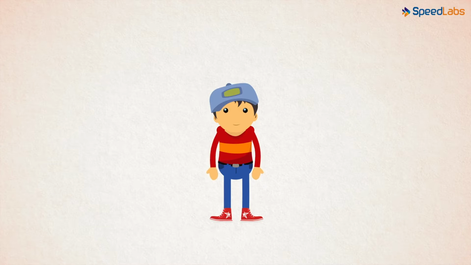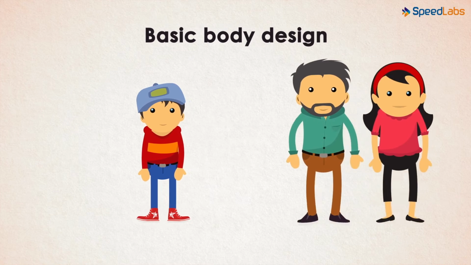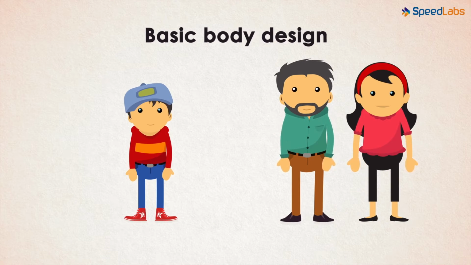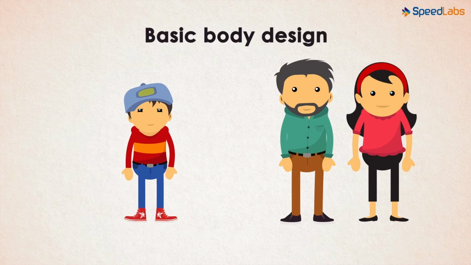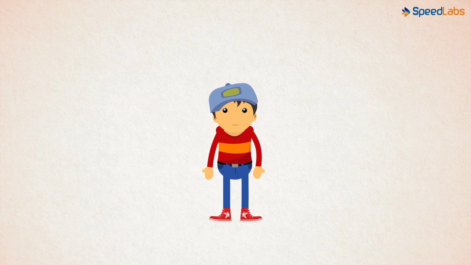Take a close look at yourself and I would want you to answer a few questions for me, okay? Does your basic body design resemble your parents' body? Do you have 2 eyes, 2 hands and 2 feet? Well, I'm sure you do. Being the child of 2 human beings, you're bound to be a human.